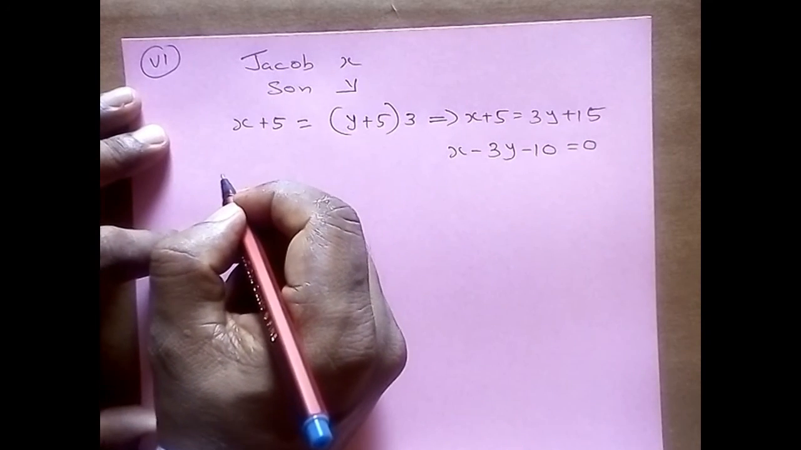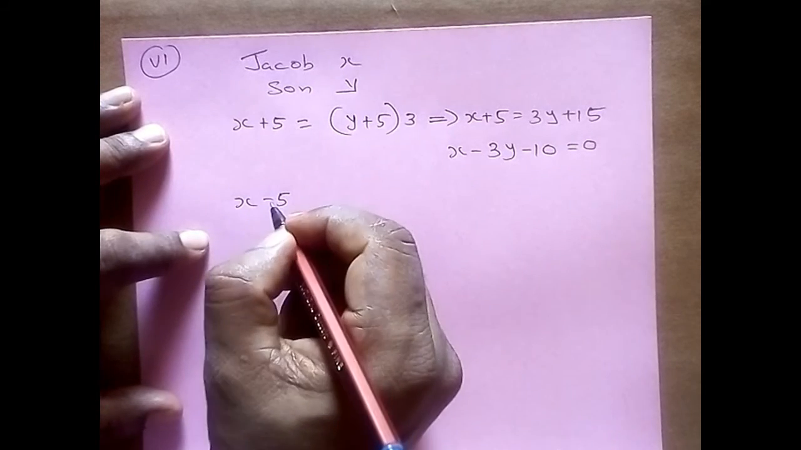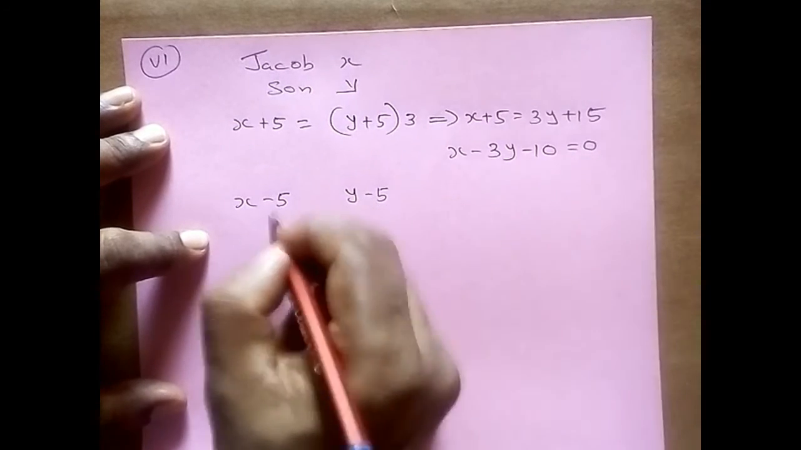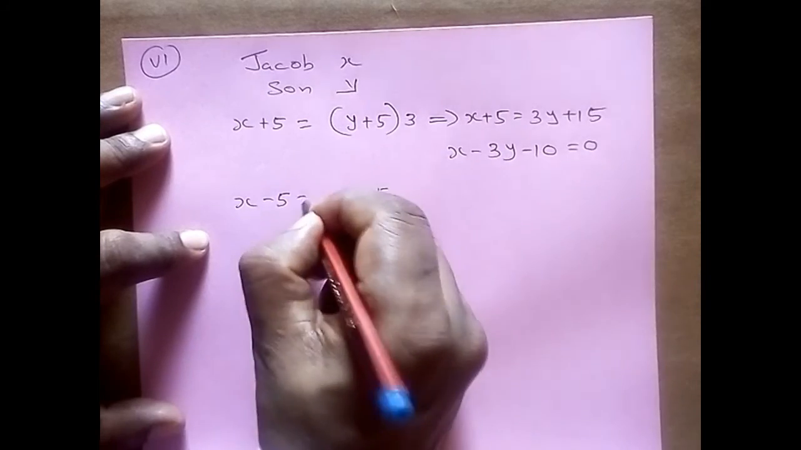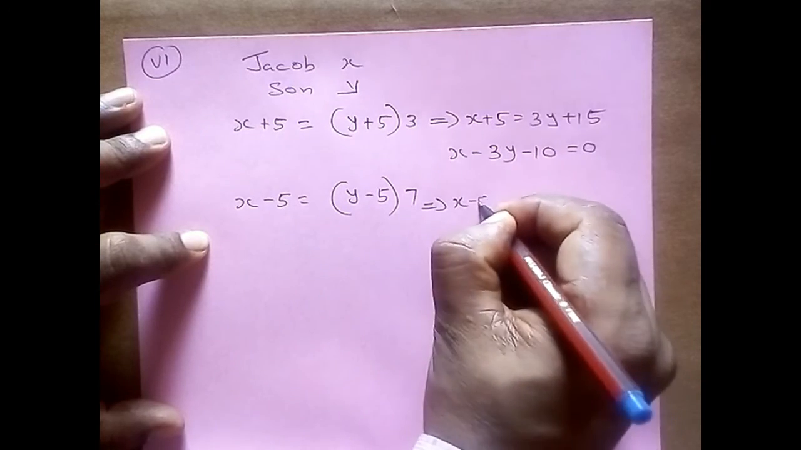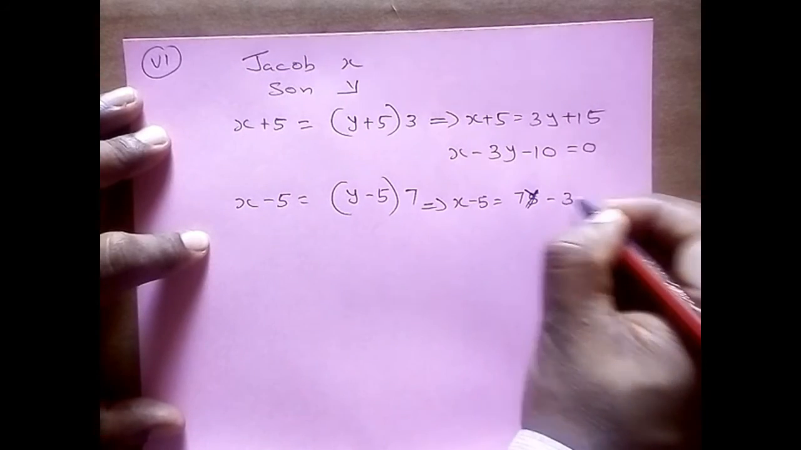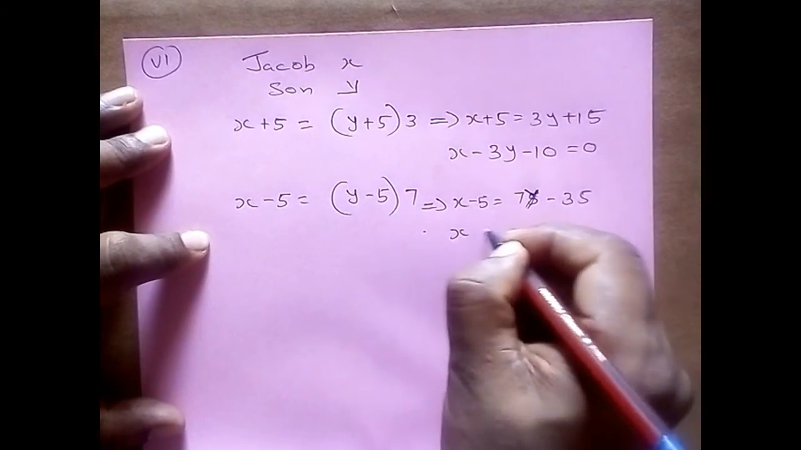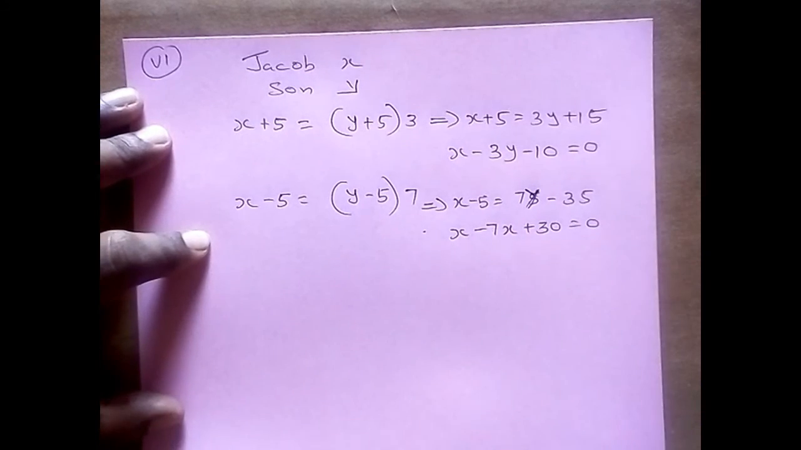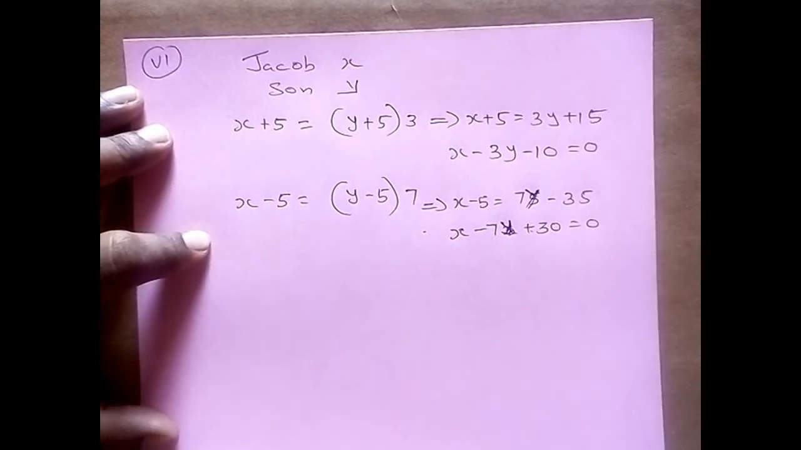Okay. Now, 5 years ago means x minus 5. At that time, son's age was y minus 5. 5 years ago, Jacob's age was 7 times that of his son. So this is equal to son's age into 7. That means x minus 5 is equal to 7y minus 35. That is x minus 7y plus 30 is equal to 0.